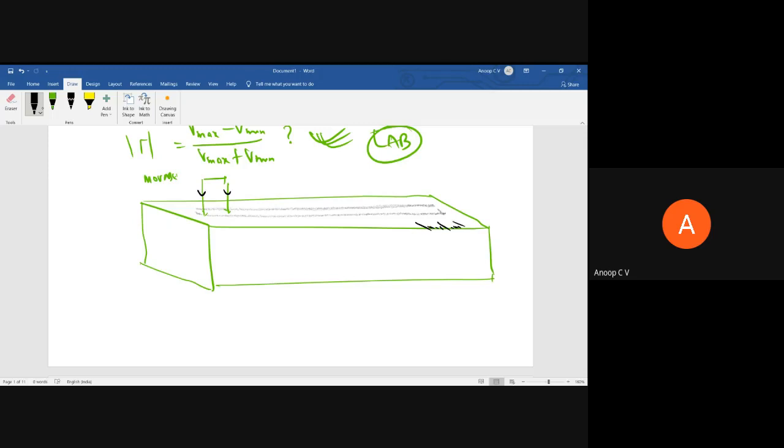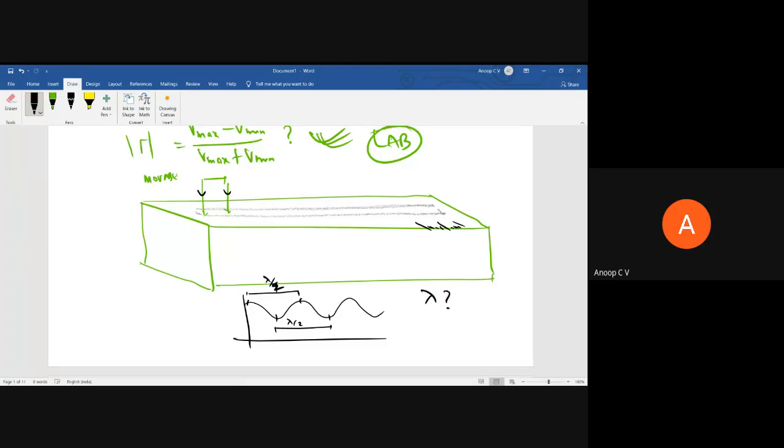As you move from one end to the other, you can see the standing wave pattern. You can see maxima, minima, maxima, minima. It will be moving on like this. So you will observe two adjacent maxima or adjacent minima. The separation between them will be equal to lambda by 2. Separation between two adjacent maxima or two adjacent minima will be equal to lambda by 2. So with this idea, you can find out the wavelength.